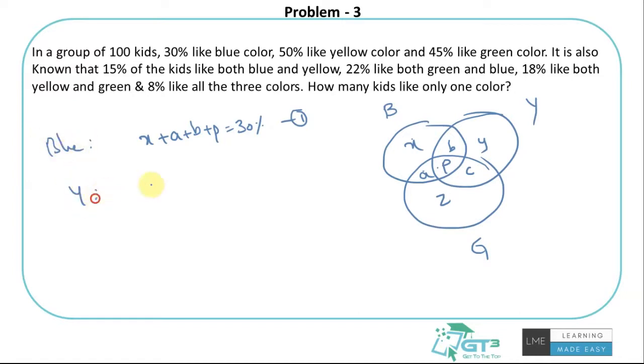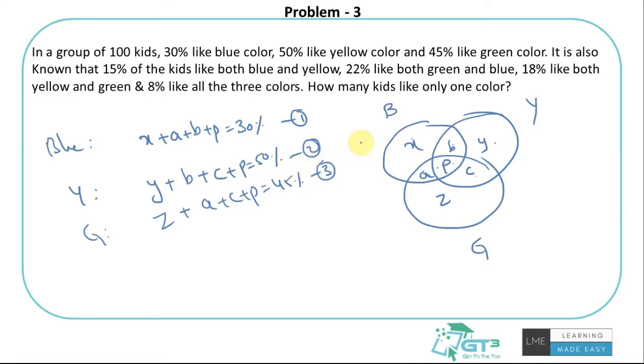People who like yellow color would turn out to be Y plus B plus C plus P. Same, right? Only yellow is Y, yellow and blue is B, yellow and green is C, all 3 colors is P, that is 50%. People who like green color is 45%, that is only green is Z number of people. People who like green and blue is A, and then C is for green and yellow, and P is for all 3. So A plus C plus P is equal to 45%.